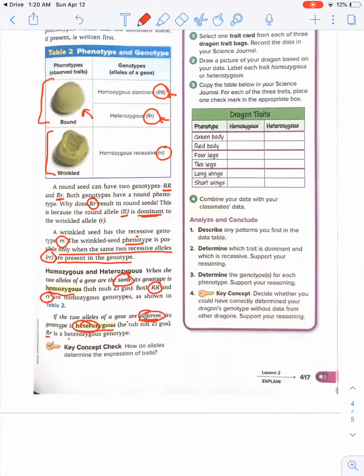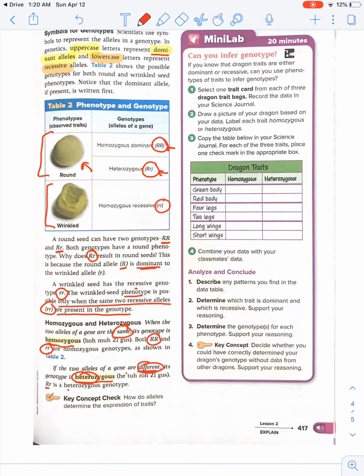Okay, let's look at this mini lab. We are not going to do this mini lab. Instead, I'm going to have you do a Mendelian monster. So you're going to come up with a monster. That's your next task, and we'll finish this lesson's reading later this week.